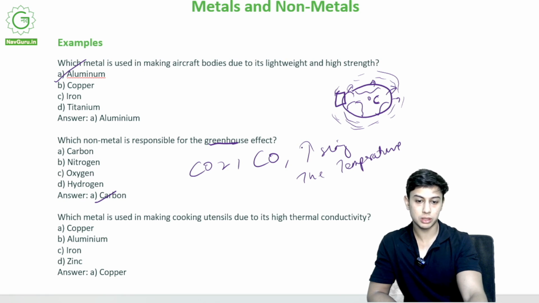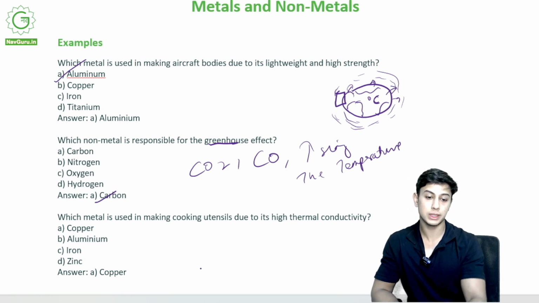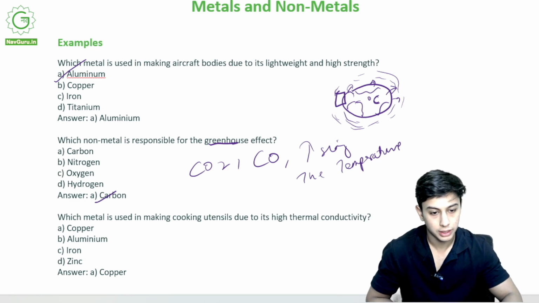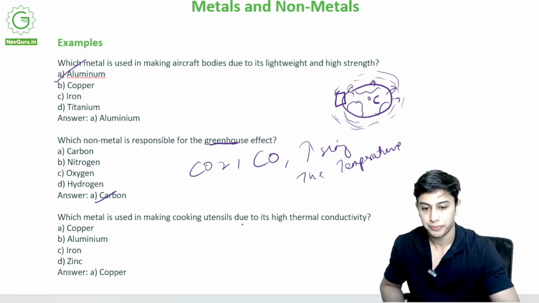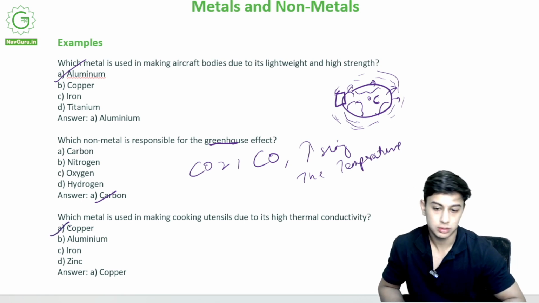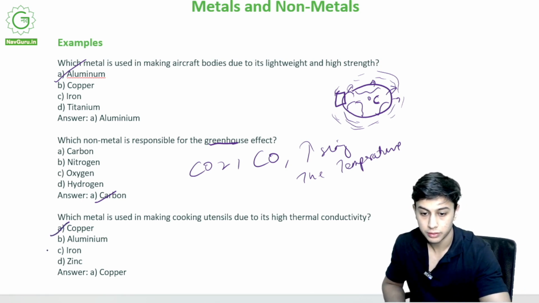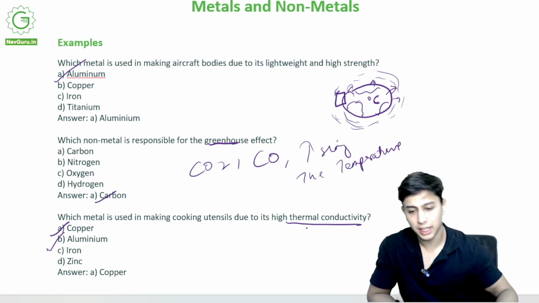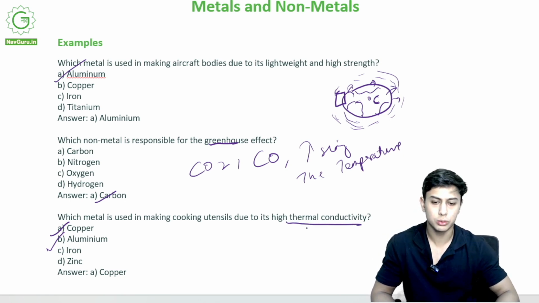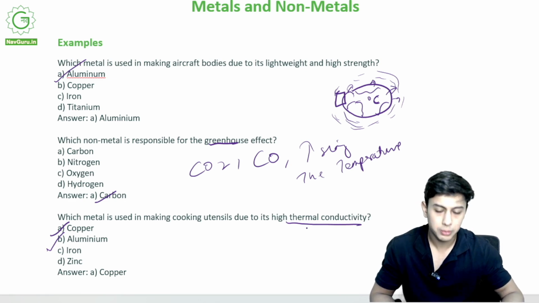Which metal is used in making cooking utensils due to its high thermal conductivity? Cooking utensils, copper, even aluminium. These have high thermal conductivity, high electrical conductivity. That is why they are used. So you can say copper, you can say aluminium, aluminium foil.